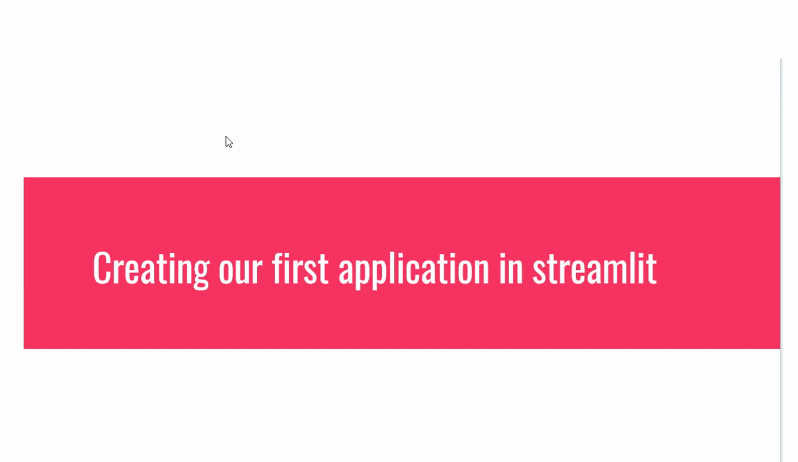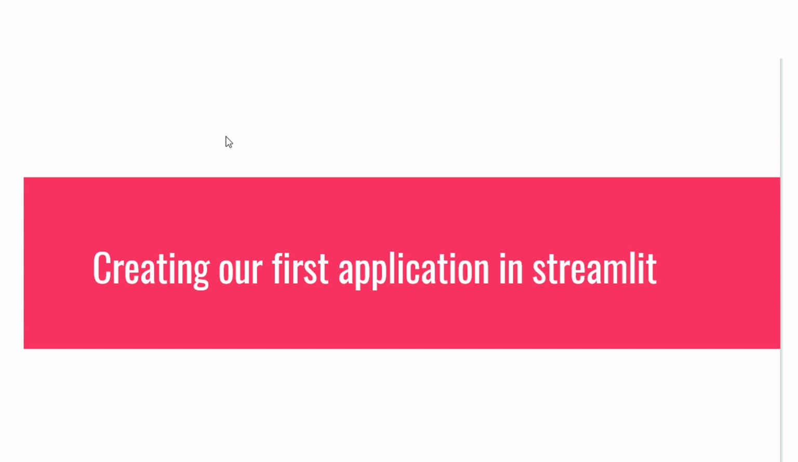In this lecture, I am going to discuss how to create a first web application in Streamlit. In the previous lectures, I discussed what is meant by the Streamlit library, what the advantages of the Streamlit library are, and how to set up the Streamlit library in VS Code. Now, to create web applications using the Streamlit library, here I am using VS Code.